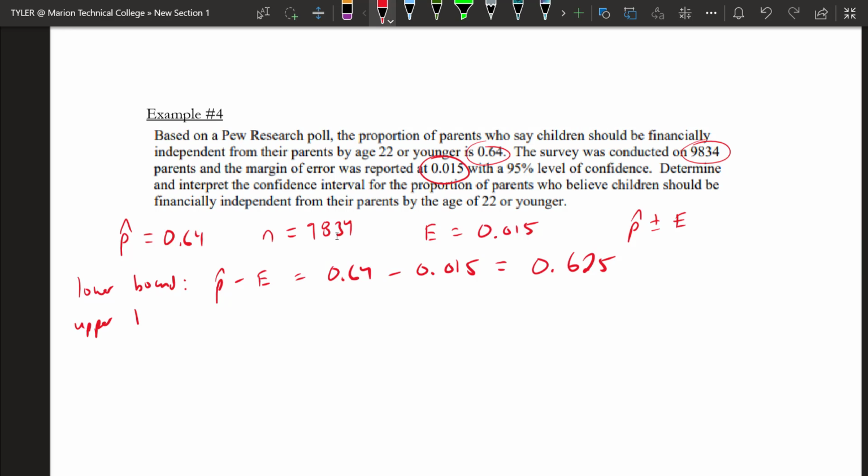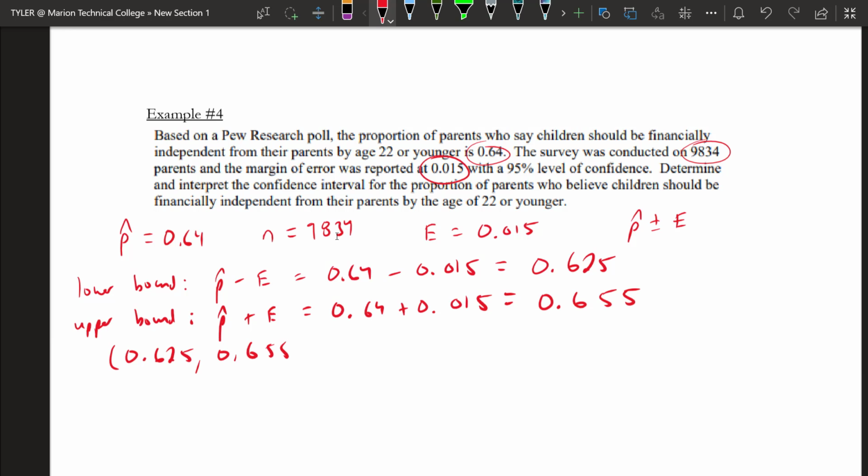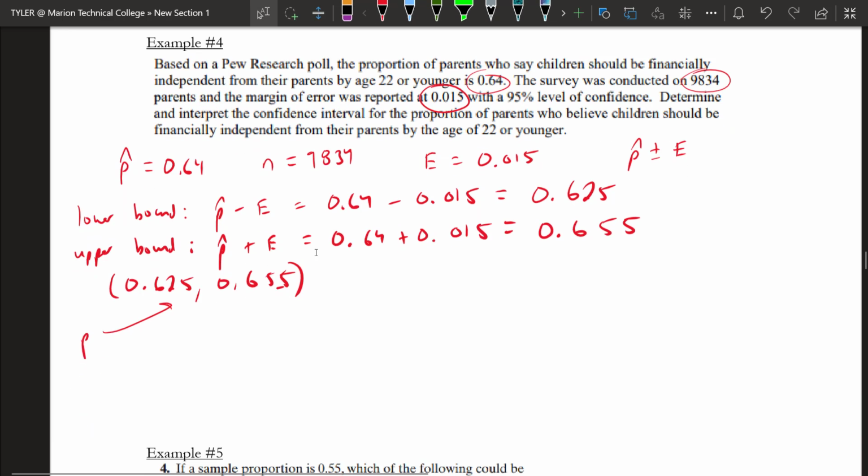And the upper bound is found by taking p hat plus E, which is equal to 0.64 plus 0.015. So that equals 0.655. Right, so we could report it like this, or if you want to do an interval, it would be 0.625 to 0.655. So we're 95% confident that p is in between those two numbers, right? So we could interpret that.